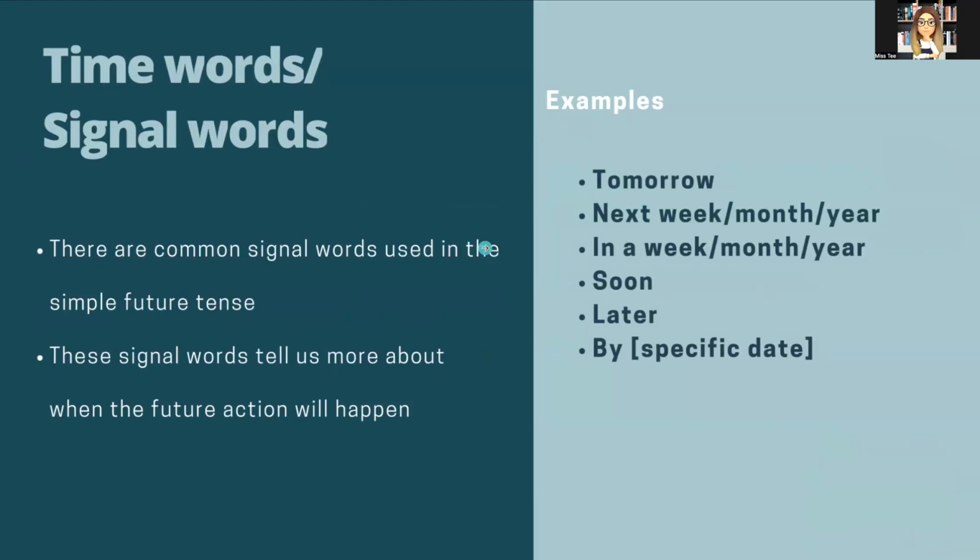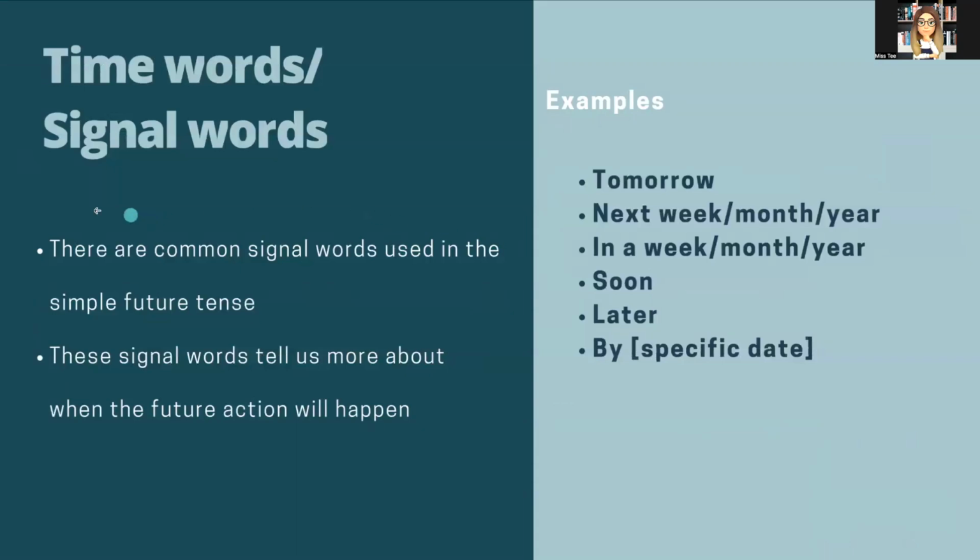Another thing to know about when we use a simple future tense is we like to use time words and signal words. And we have seen this in the simple past tense as well. So there are common signal words used in the simple future tense. And these signal words tell us more about when the future action will happen. Because sometimes it's not enough just to say that it will happen. Sometimes you need to say when the listener can expect this action to happen.